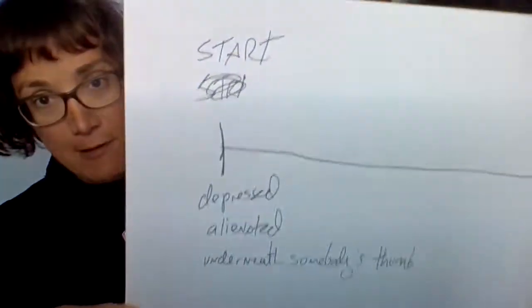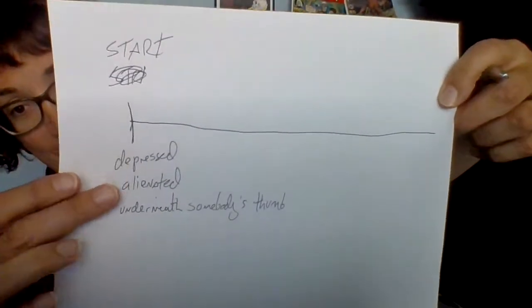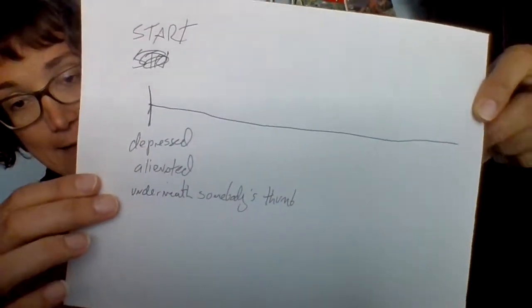and the character is, let's say, underneath somebody's thumb. And so this is our starting point. What I do is I'll draw a line kind of like this at the start. I'll have the characteristics listed here.